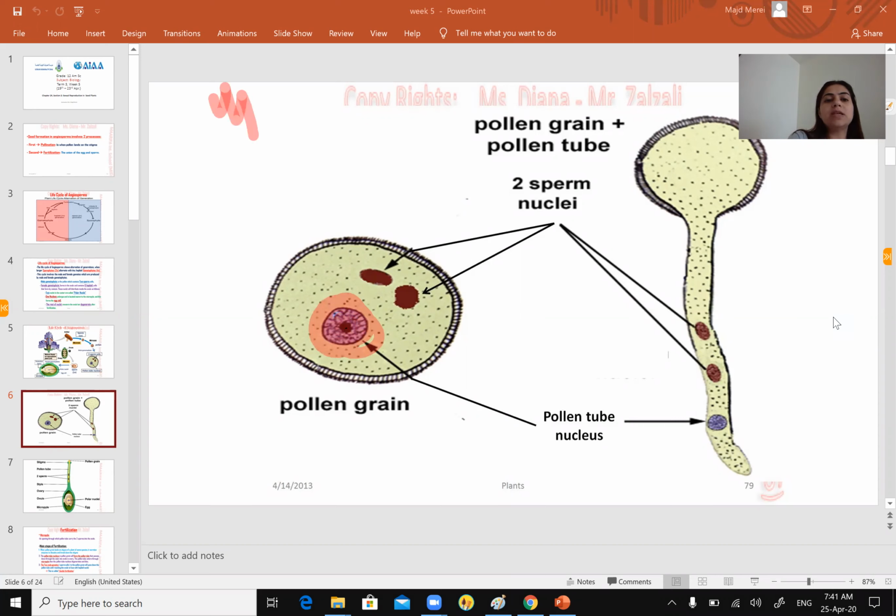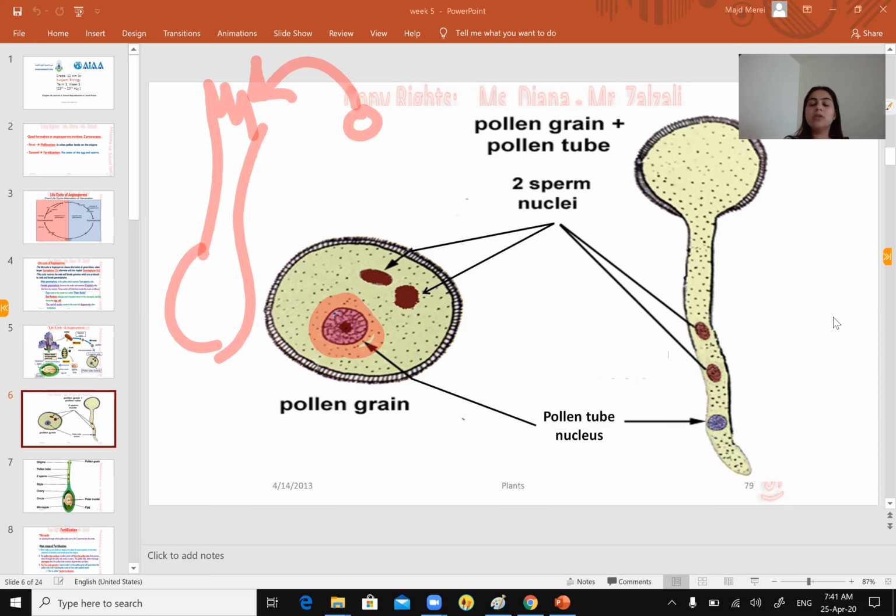If this is the stigma, in pollination, the pollen lands on a stigma. It will secrete enzymes, breaking the stigma. So now what will happen? This nucleus will form a tube in which the sperm will travel through this tube until it reaches the ovule.